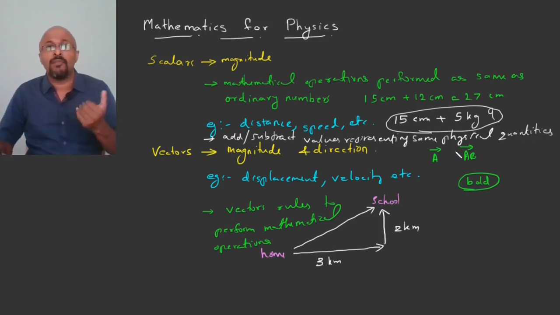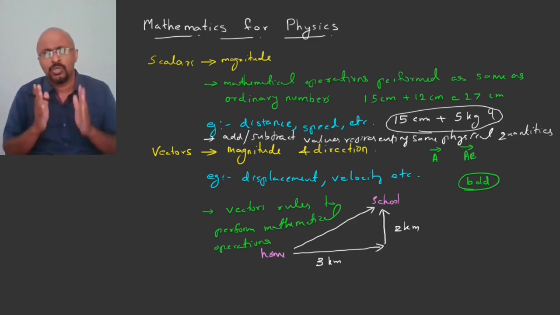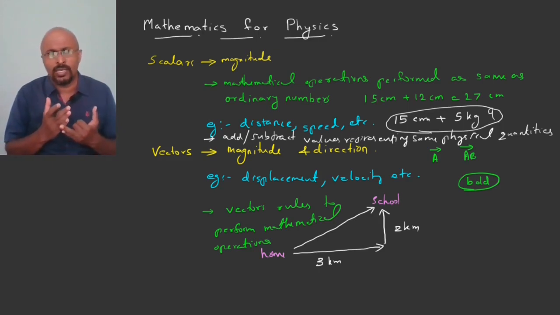But what about multiplication and division? That we can do with different physical quantities. So, I studied here two types of physical quantities. One is scalars and the other is vectors. We know scalars only have magnitude to describe them completely. All mathematical operations can be performed the same as with ordinary numbers. We can add or subtract values representing the same physical quantities, but multiplication and division we can perform with different physical quantities.